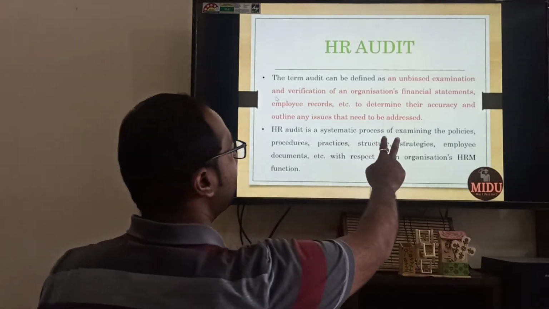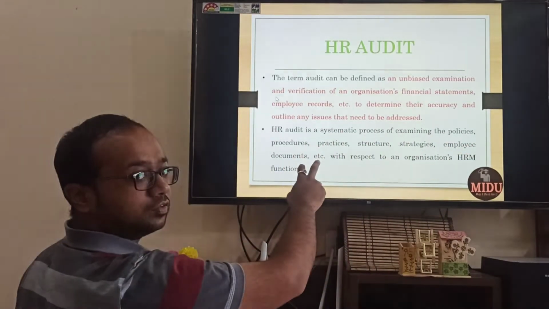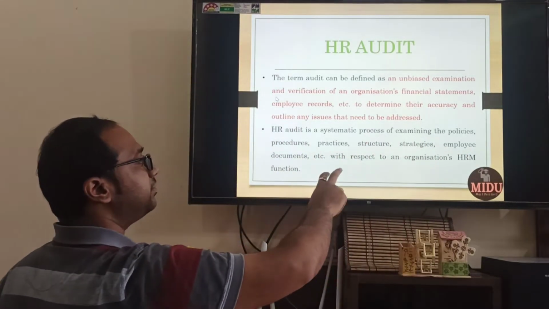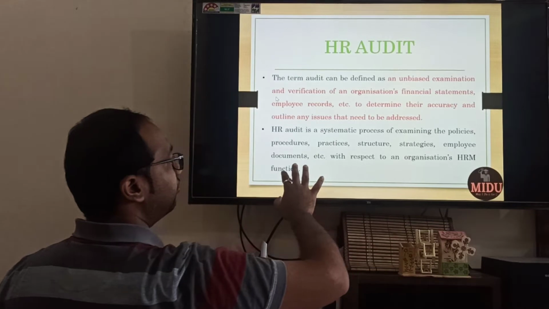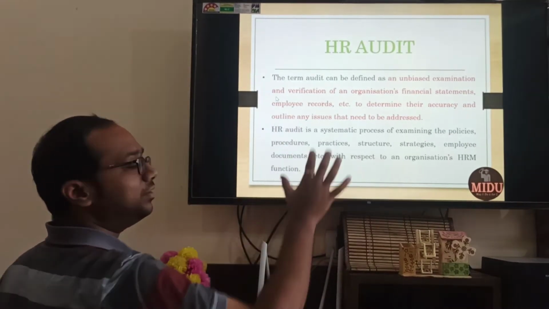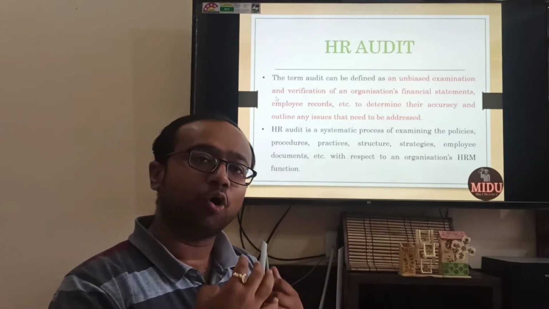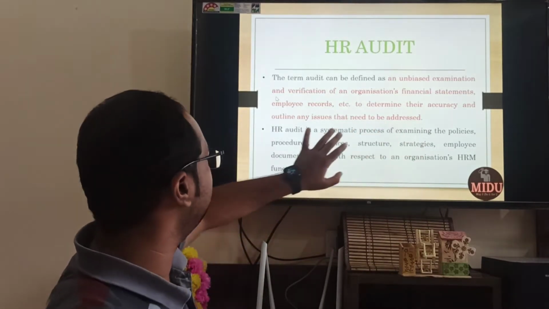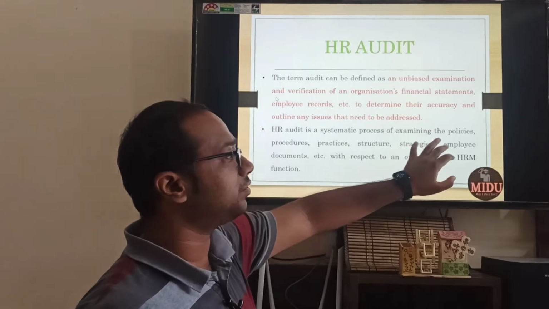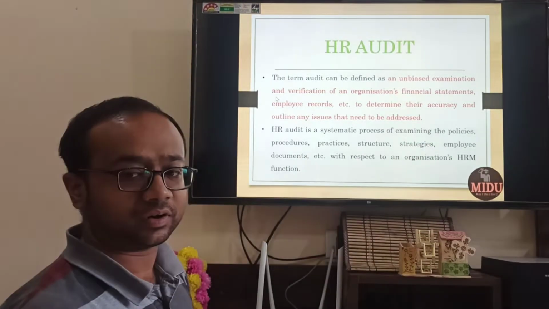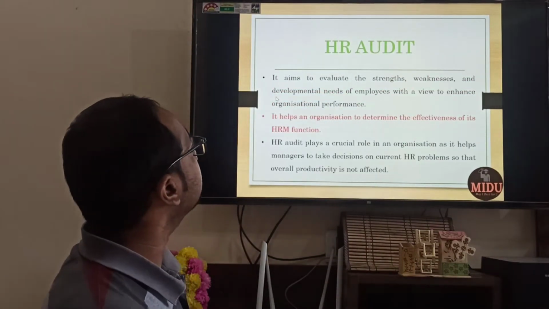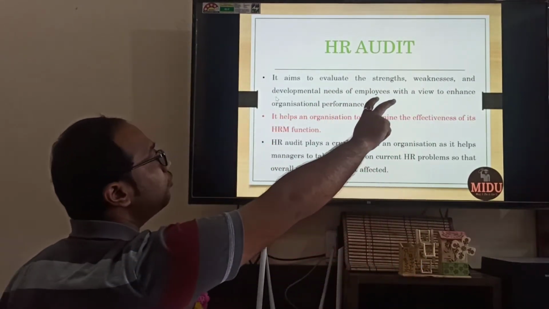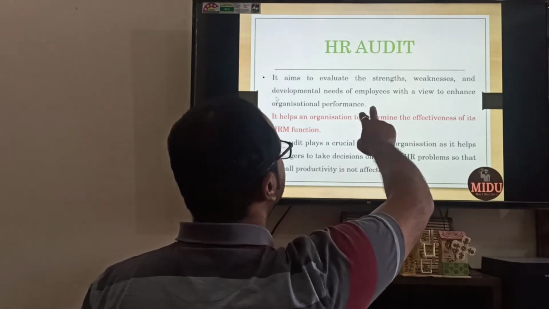HR audit is a systematic process of examining the policies, procedures, practices, structures, strategies, employee documents, etc. with respect to an organization's HR function. So basically, in simple words, conducting the audit of the HR function is HR audit, in which we examine the HR policies, procedures, practices, structure, strategy, documents, etc. Now, what is the aim? It aims to evaluate the strengths, weaknesses and developmental needs of employees with a view to enhance organizational processes.